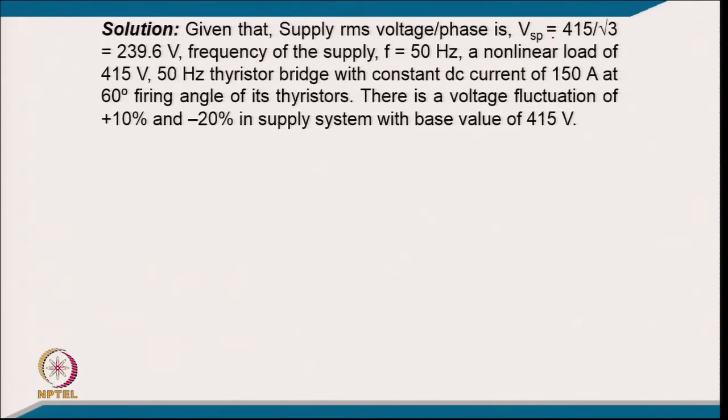Given that supply RMS phase voltage VSP equal to 415 by root 3, that is 239.6 volt, frequency of 50 hertz, and non-linear load of 415 thyristor bridge, constant current of 150 ampere at 60 degree firing angle of the thyristor.